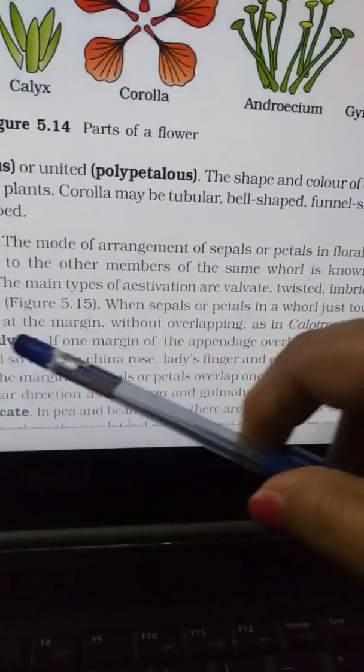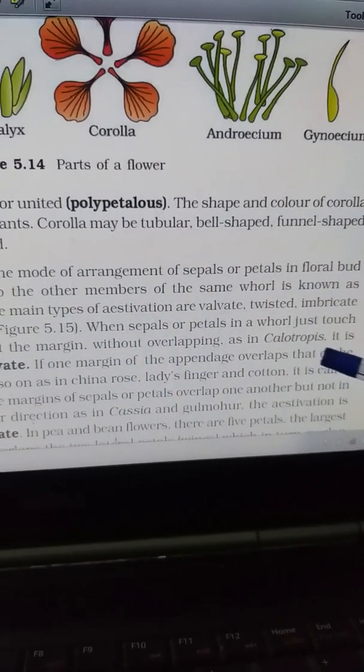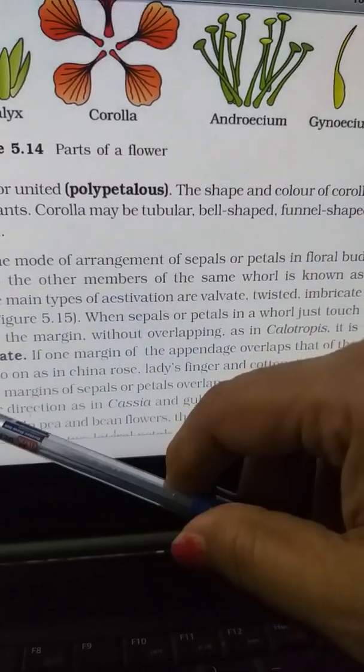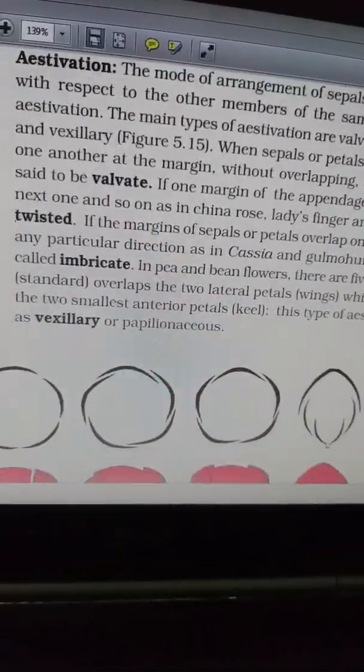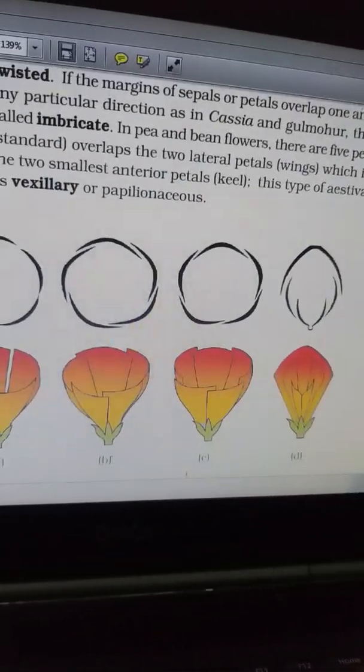Okay, now when the sepals or the petals in the whorl just touch one another at the margin without overlapping, as in calotropis, it is called valvate. If one margin of the appendage overlaps, it is known as twisted. Okay, imbricate. So these diagrams I will be giving you. You see, here it is. See, flowers are arranged like that. You see the diagram here.